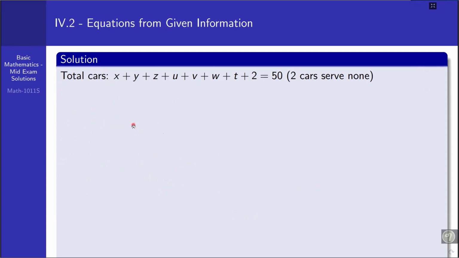Then the total cars could be the number of cars in A only, the number of cars in B only, the number of cars in C only, and the number of cars in A and B, in B and C, or A and C. This is in any of the 2, that means 3K, plus T, plus 2 is equal to 50, where 2 stands for 2 cars which don't serve any of the departments.